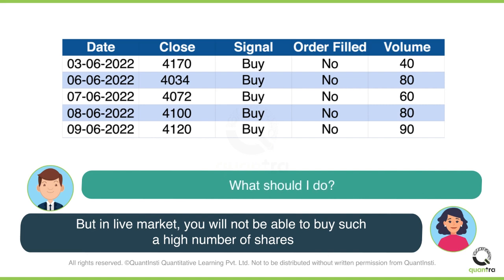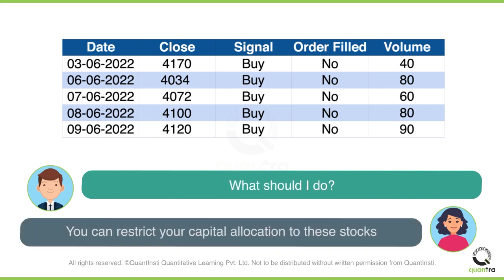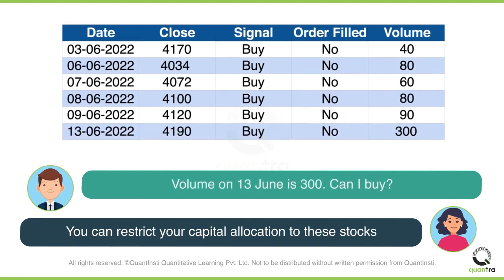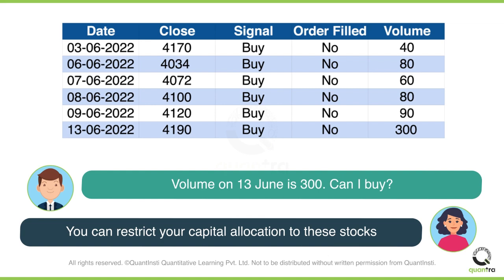What can we do to avoid this? Sophie replies that you can restrict your capital allocation, or number of shares you can buy for such illiquid stocks. And not only illiquid stocks, but you can factor in volume information for all stocks you take positions in backtesting. John checks on the 13th of June the volume traded was 300 and decides to buy 300 shares on the 3rd of June and goes to Sophie to confirm the approach.